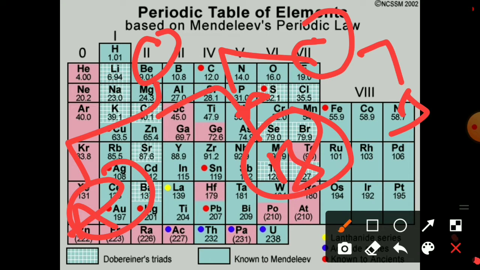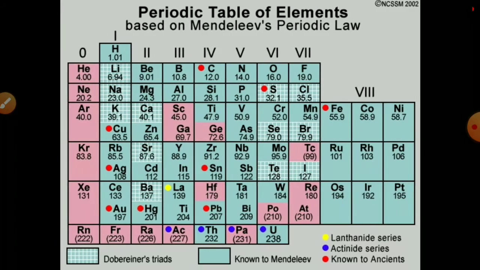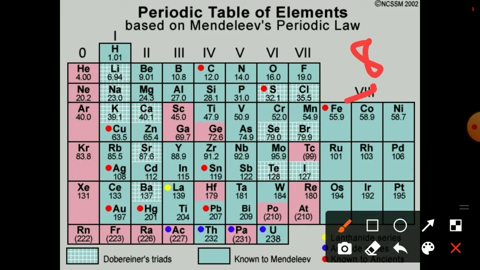Now let us discuss some of the salient features of the Mendeleev periodic table. What are those? First one, he arranged elements into groups and periods. Again, the groups are divided into subgroups. That means how many groups are there in total? 8 groups are there. Each group contains how many subgroups? 2 subgroups, that is A and B only.